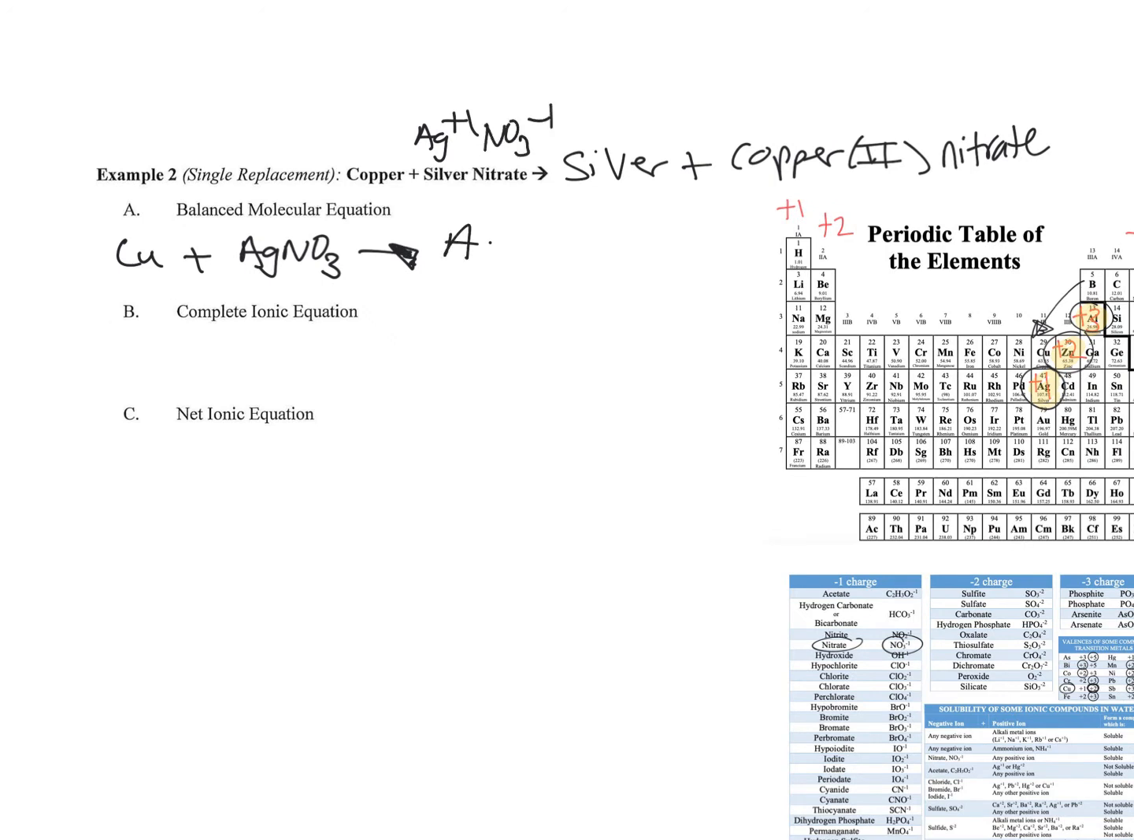And we're going to produce just elemental silver and then copper 2 nitrate. If I look at my rough draft, +2 and -1, we're going to need 2 nitrates to make sure my charges balance within the compound. And then you have to balance the entire chemical reaction. So I'm going to need a 2 in front of the silver nitrate, a 2 in front of the silver. And then the last thing is to put our states of matter in.